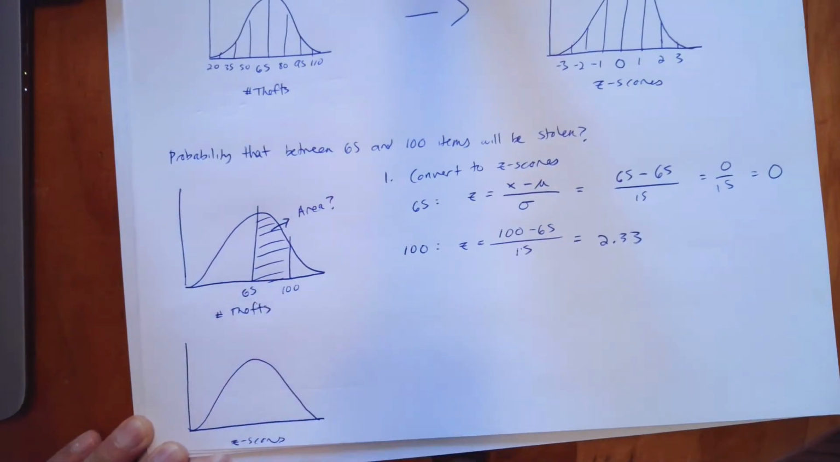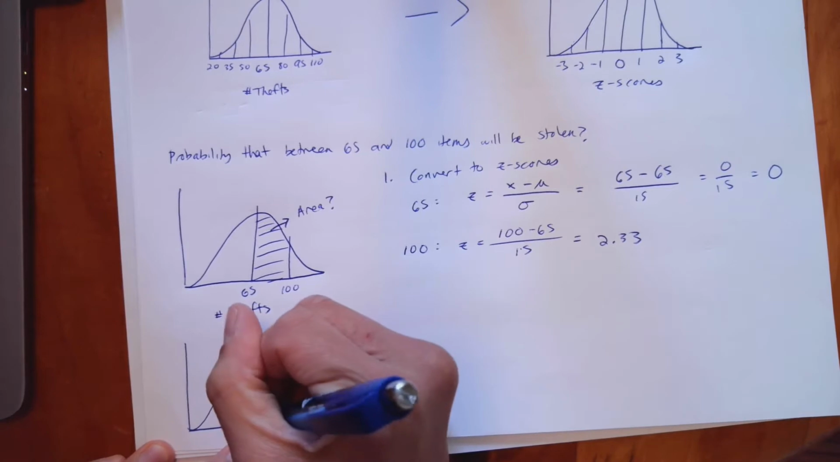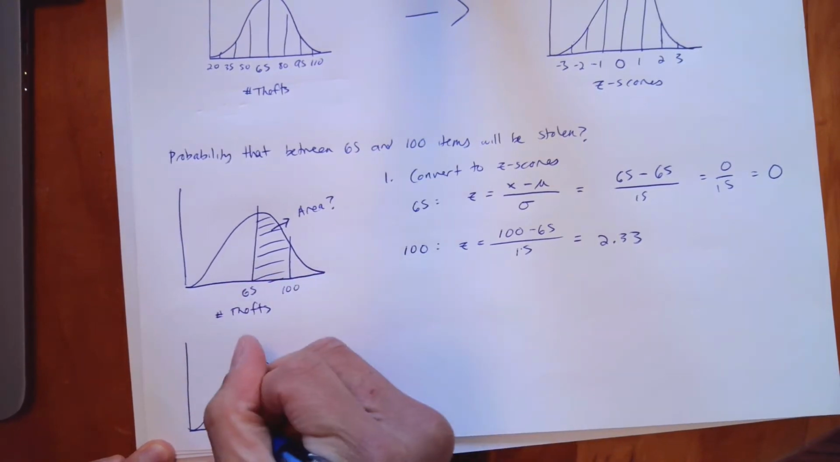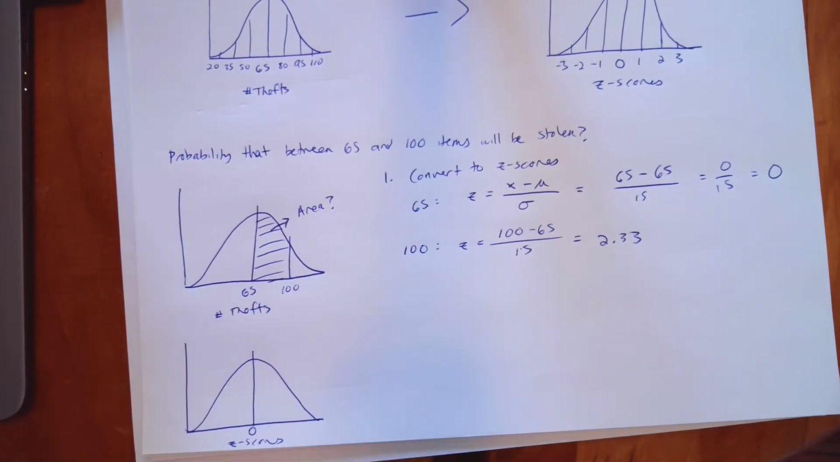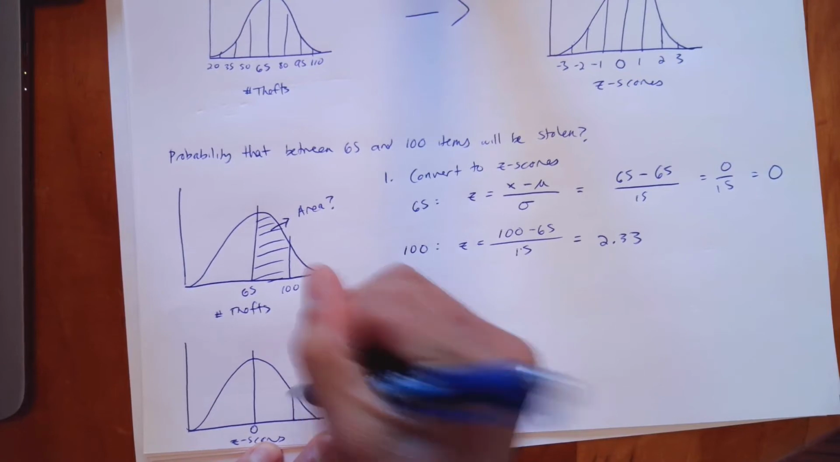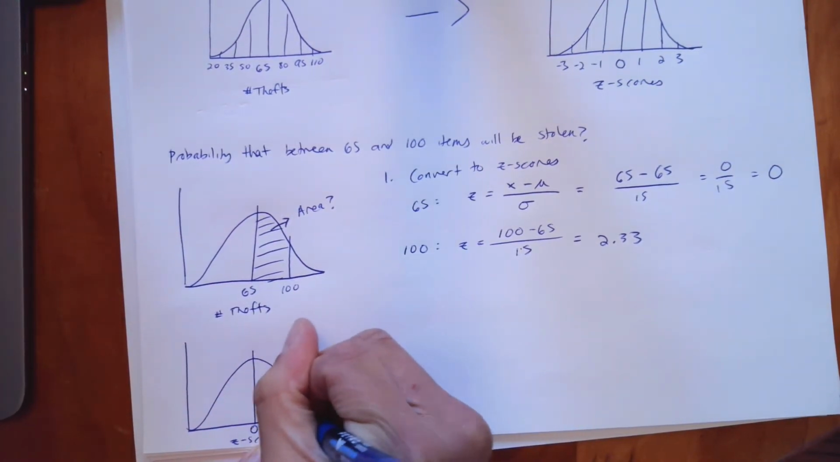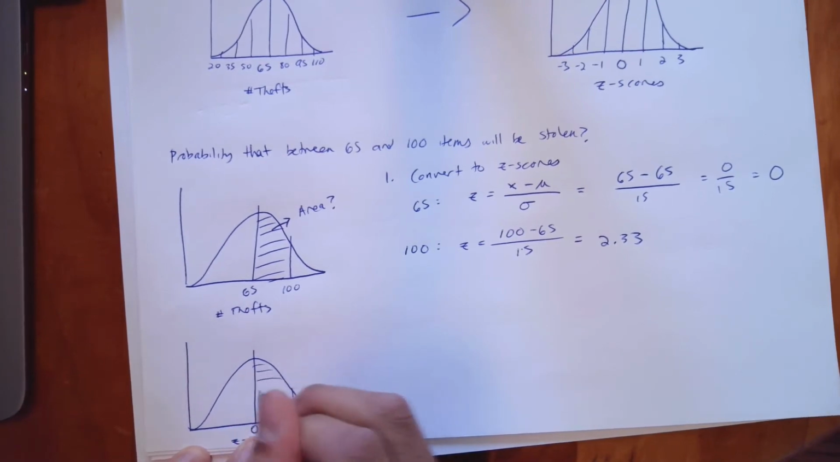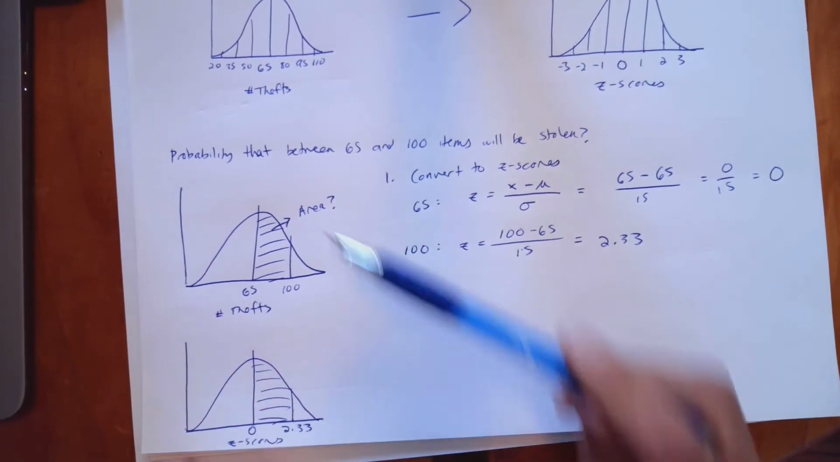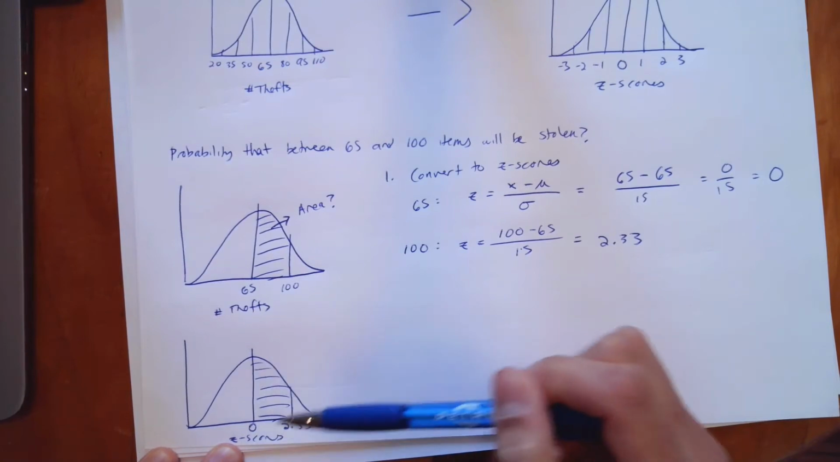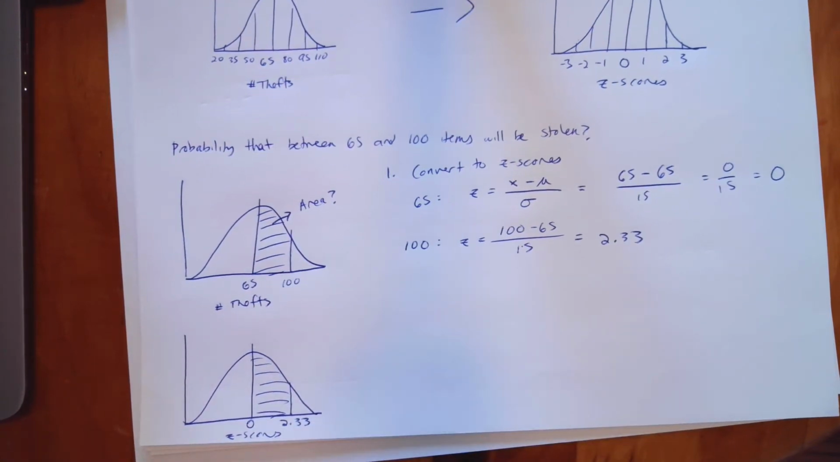We have the same curve, the same shape, and all the properties are the same. The only thing that has changed is the units. So our mean is now equal to 0, and our value of 100 thefts is equal to 2.33. And I'll shade this in as well. So we have the exact same graph here with the exact same area shaded in. The only thing that's changed are our z-scores.